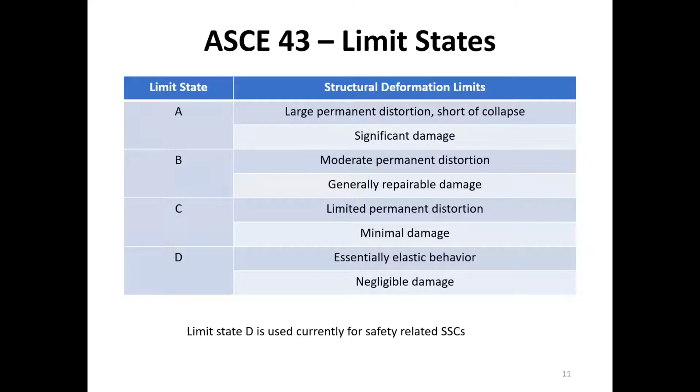The limit states. In the ASCE 43 construct and ANS 2.26, there are 4 limit states defined. Limit state D is essentially elastic behavior, basically there is no damage, and this is what is currently used for the design of safety related SSCs. C would permit limited permanent distortion, but minimal damage. And A and B are much more liberal, you remember the DOE facilities as a full spectrum. For nuclear power plants, we are probably talking about C and D. So again, repeating 2 basic concepts.